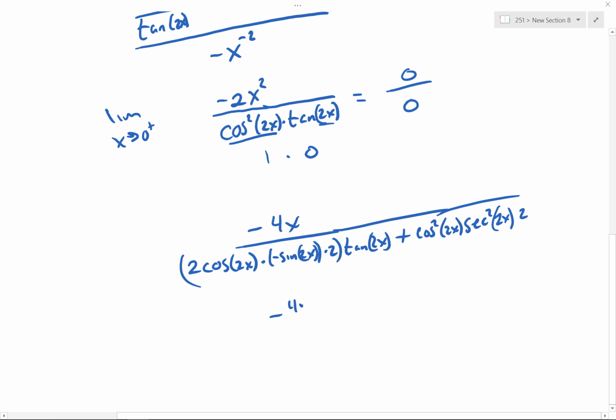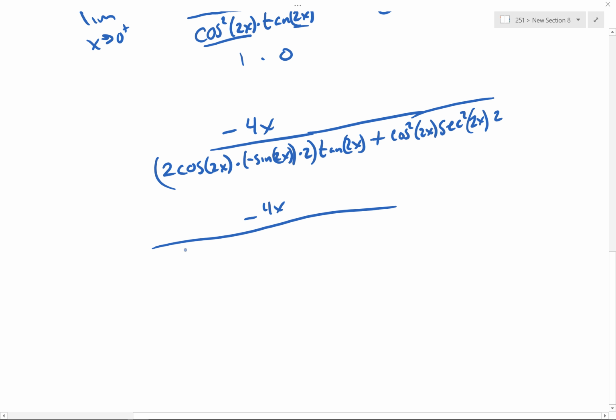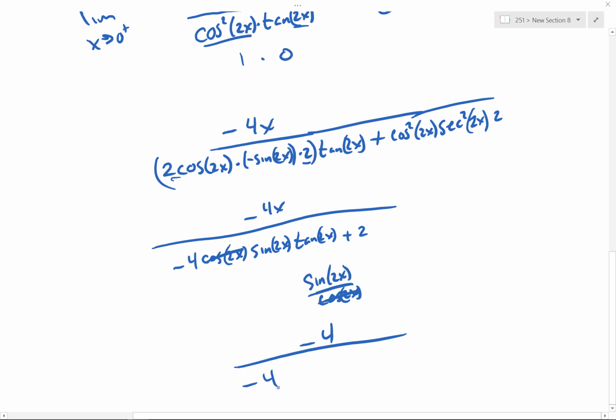Alright, let's see what we got here. So negative 4x on the top. Right? And here we're going to have negative 4 and then we're going to have cosine 2x, sine 2x, tangent 2x, plus 2 cosine squared, secant squared. Wait a minute. Cosine squared, cosine times sine, hey, they cancel out. Because they're inverses of one another. How cool is that? And then you're like, well, wait a minute, though. I feel like tangent could also be written as sine of 2x over cosine of 2x. Which means that this and this cancel. And so I end up with negative 4 on the top still, and I get negative 4 sine 2x.